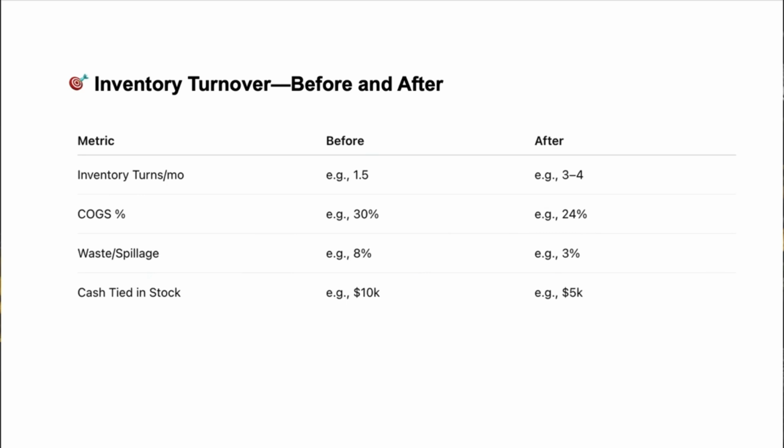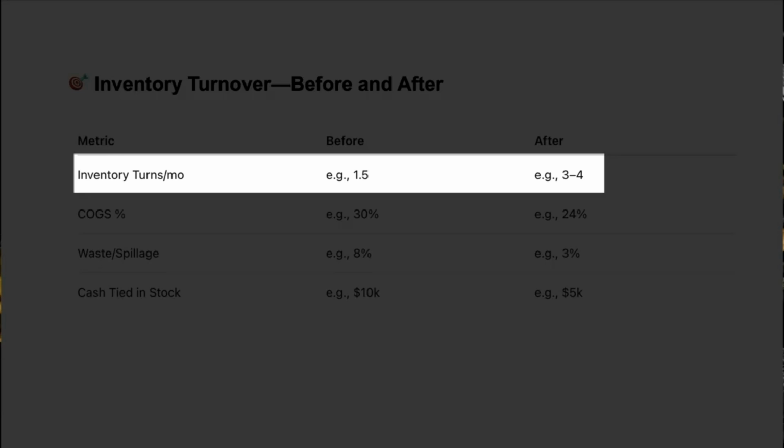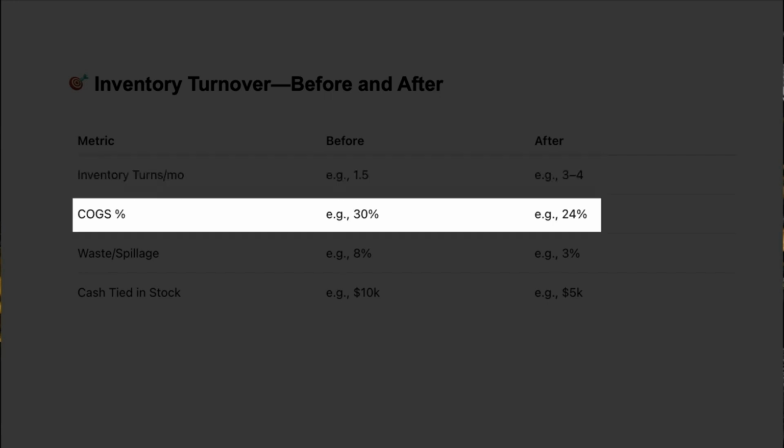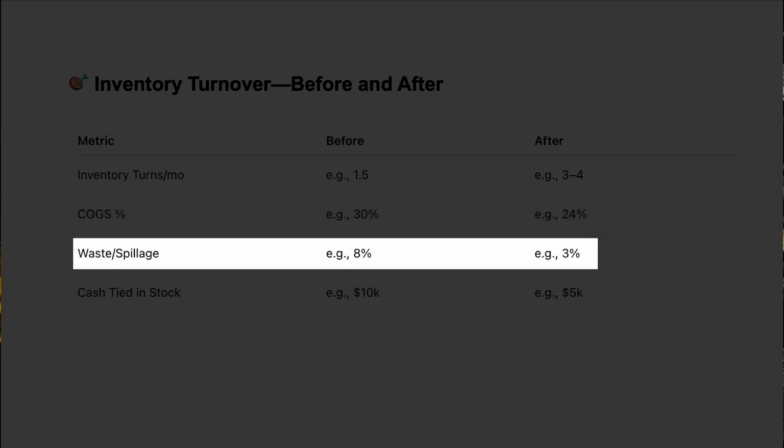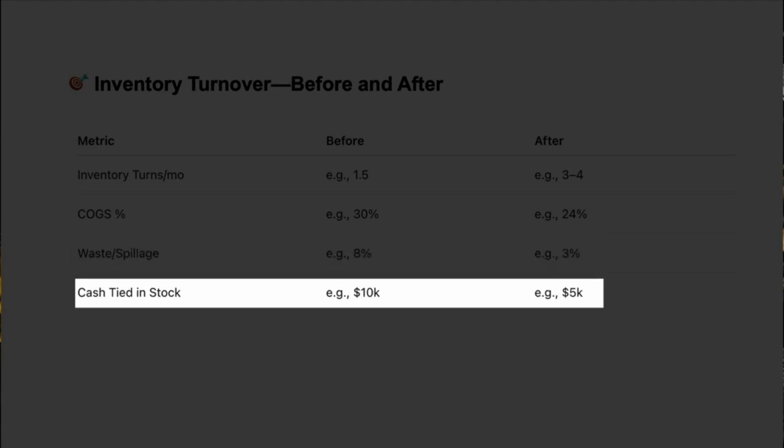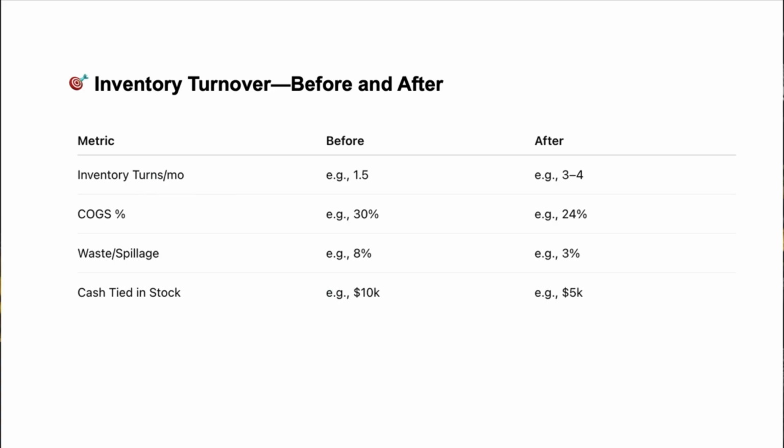In this example, inventory turnover was averaging 1.5 per month, but this place improved it to 3 to 4 times per month. The bar and food cost percentage was at 30% overall. Now it drops to 24%. Waste and spillage at 8%. That drops all the way down to 3%. That's huge. Cash tied up in inventory, $10,000. That drops to $5,000. And this is just an example, but it's a real example of what happens when you improve your inventory turnover.